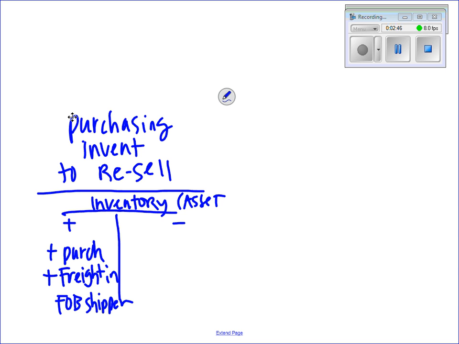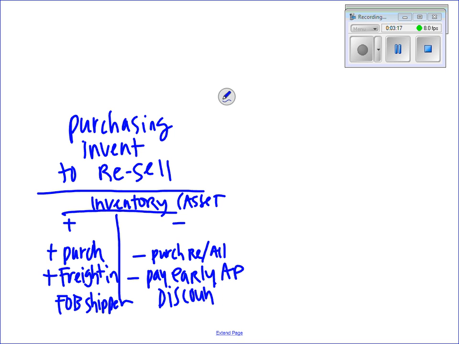Some things that are masked by inventory that are subtraction is when we have a purchase, return, or allowance. So we send back something that we don't want that's actually masked as inventory. And another one that makes inventory go down is when we pay early on our AP as a discount. All inventory, it's just what's plus, what's minus.